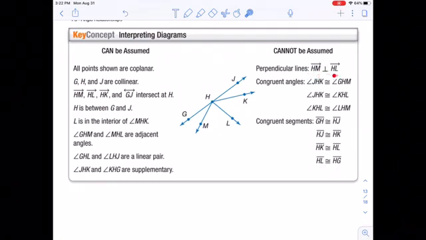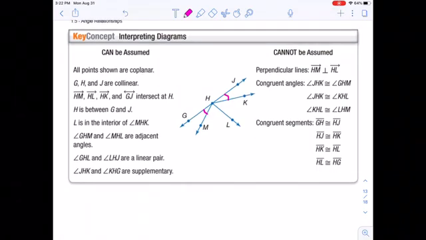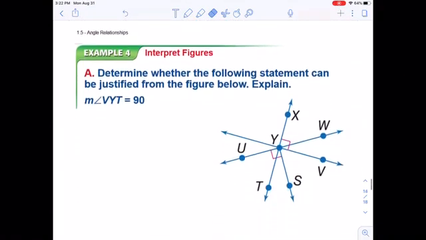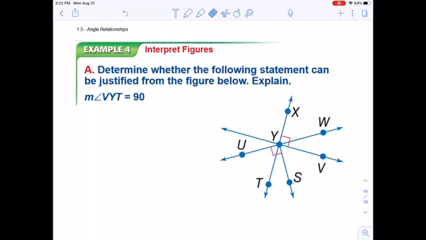We cannot assume that rays HM and HL are perpendicular. We could if they had the little box there, but we cannot assume that otherwise. We cannot assume that any of our angles are congruent, even though these 2 look like it, because they don't have the markings. Same thing with our segments. Unless they have markings, we cannot assume they are congruent. So we're going to use that.